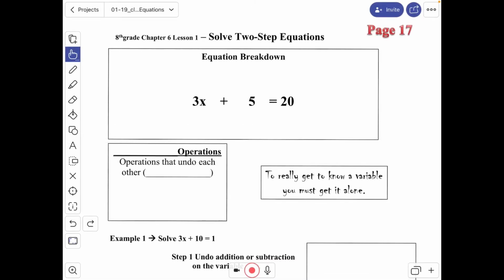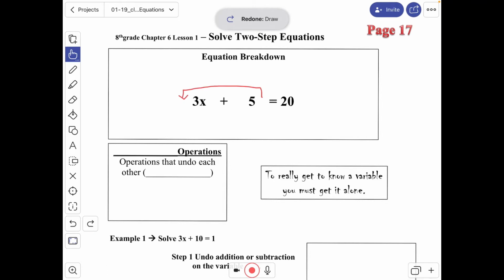Today we're talking about 8th grade, Chapter 6, Lesson 1, Solve two-step equations. A two-step equation has two different operations, and it looks similar to this one in the box: 3x plus 5 equals 20. In this equation, there's multiplying, because it's 3 times x, and there's also addition, plus the 5.